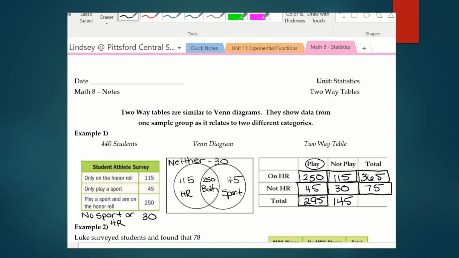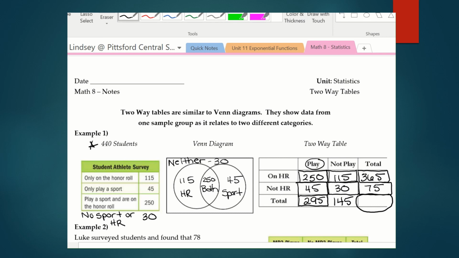Now this last and final box here is the total number of students surveyed. Now we know how many kids were surveyed. It told us that over here, 440. Now what we want to make sure of is if I add together my column and my row, I should get 440 no matter which way I add.